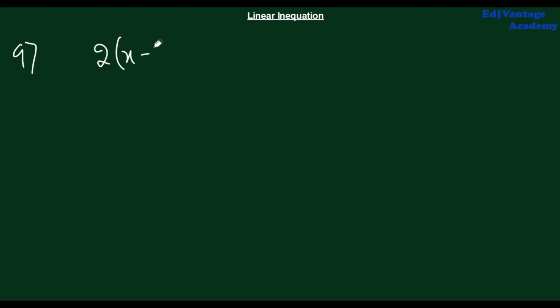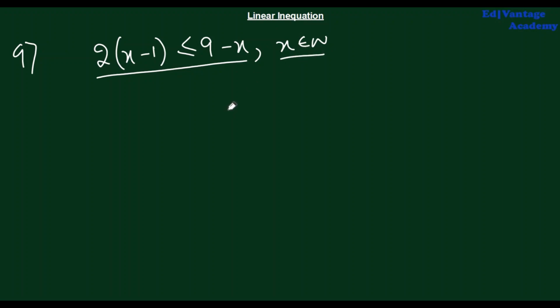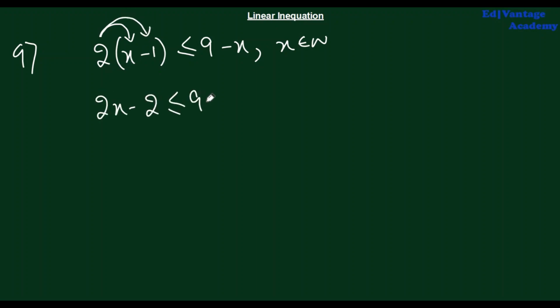It's 2 into x minus 1 is less than or equal to 9 minus x, and x belongs to whole numbers. It means we have to simplify this given question, and x will have answers from whole numbers. So how do we do it? I can take the 2 directly to the other side in division because it's in multiplication with the bracket, or I can multiply 2 with the bracket. Who is in the bracket? x and 1. So 2 into x, 2 into 1. 2x minus 2 is less than or equal to 9 minus x.